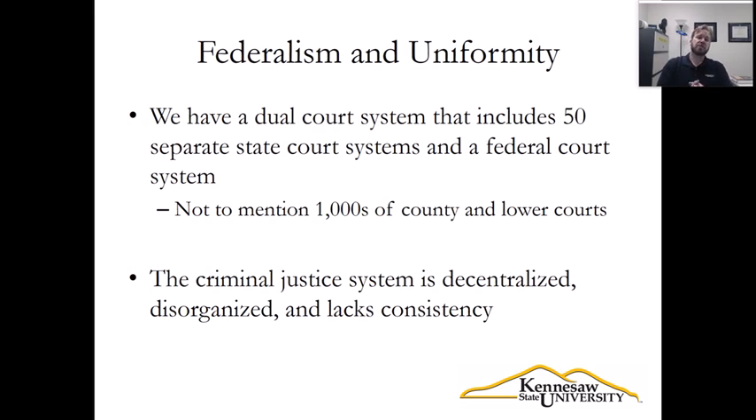So one of the things when you look at federalism and uniformity is that we have a dual court system that includes 50 separate state courts and a federal court system. And that's not to mention the thousands of county and lower courts that you have. So it is rather inconsistent, like the example I gave you of how New York calls their trial court the New York Supreme Court. In Virginia, the Supreme Court is actually that highest appellate level, and similar in Georgia.